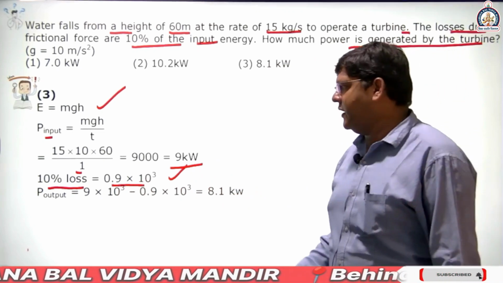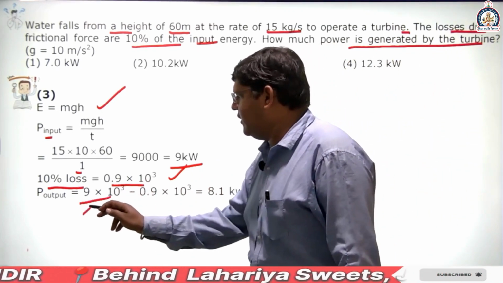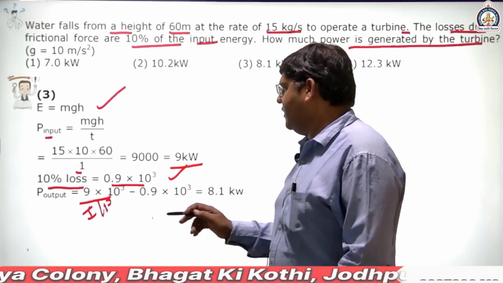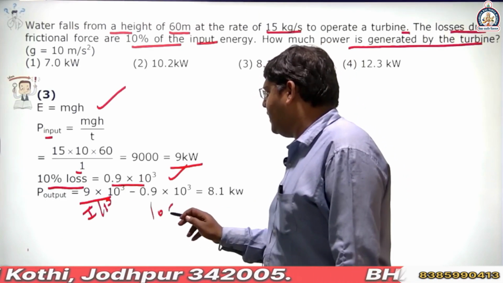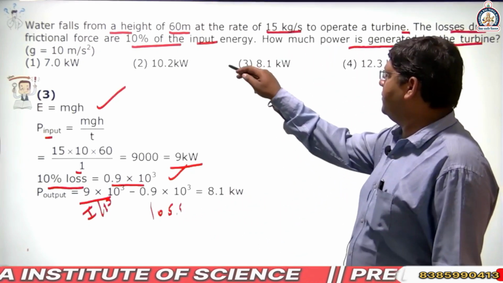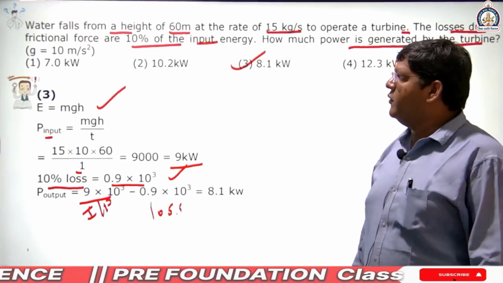Output is always calculated as input minus losses. The difference of input and losses is actually our output. The output comes out to be 8.1 kilowatt. That is our required option number 3. Okay. Moving to the next part.